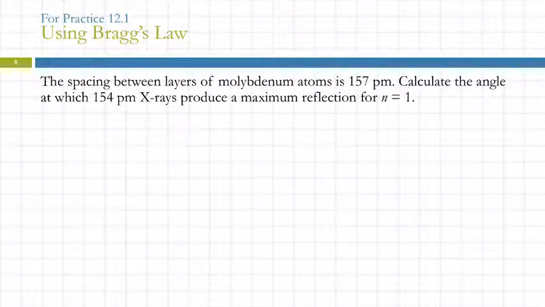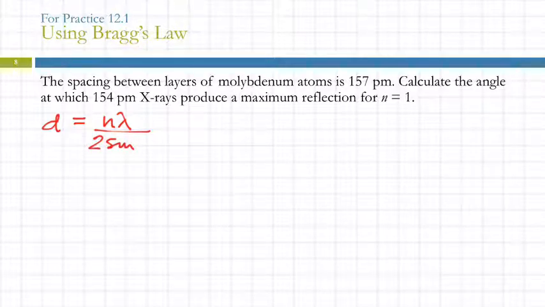So here's a sample problem. The spacing between layers of molybdenum atoms is 157 picometers. Calculate the angle at which 154 picometer X-rays produce a maximum reflection for n equals 1. So this is Bragg's law. Bragg's law was d equals n lambda over, was it 2 sine theta? Yeah. Thank you. 2 times the sine of theta.